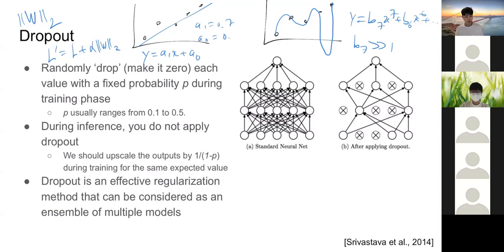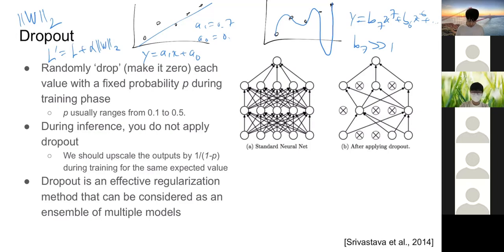Why isn't P bigger than 0.5, or say 1.0? If P is 1.0, what is it equivalent to? It's just a model with all zeros, no non-zeros, so it wouldn't work at all. And if P equals zero, then it's just the model without any dropout. So it's some non-zero value, but still not too large.